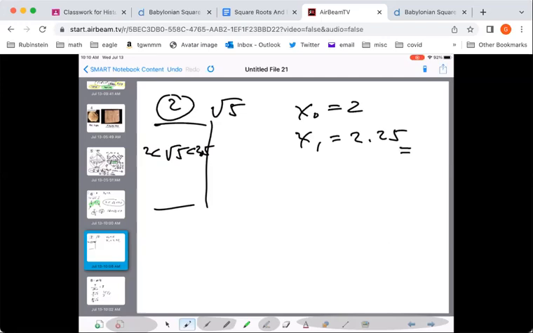that we write it as an improper fraction. 2.5 is 5 over 2. Wait a second, 2.25 isn't 5 over 2. It's 9 over 4. Two and a quarter.